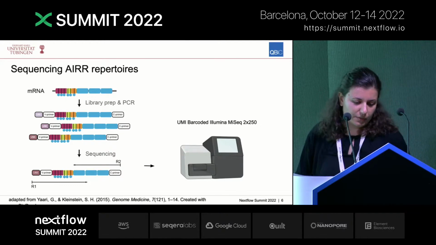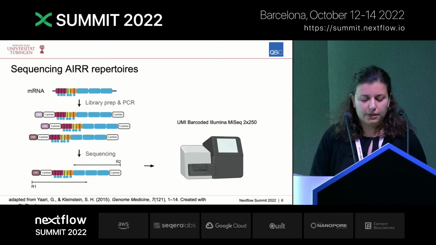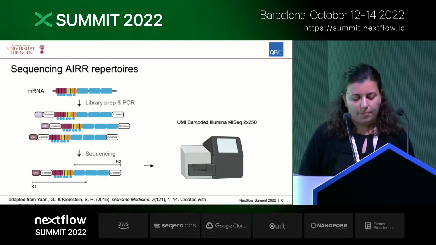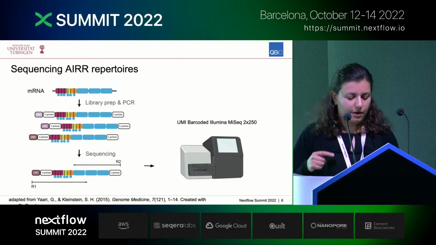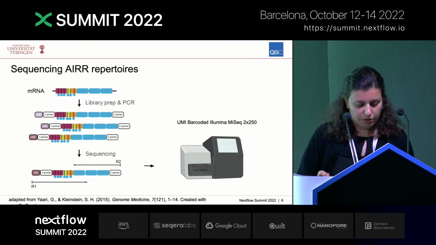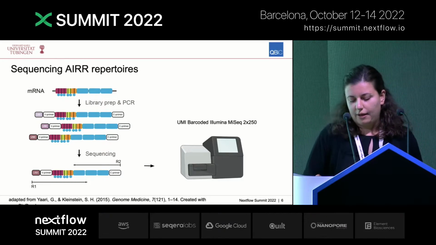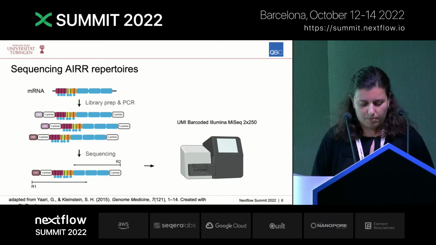For sequencing the AIR repertoires, there are several protocols available to do that, but most of them are based on amplicon sequencing, which is the targeted amplification of these VDJ and C gene regions by library preparation and PCR, and further sequencing via several methods.